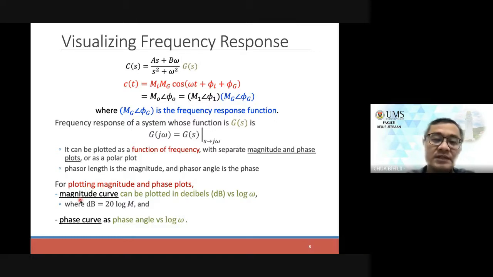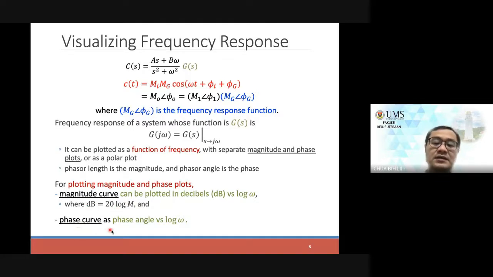Here we notice that the magnitude curve can be plotted in terms of decibels, dB, versus log omega. If we put omega in the linear form, it may require a very long table, or a very long plot. We also see that there is a relation between these two in terms of an exponential, so the equations consist of exponential terms. Therefore we can use the log so that we form a linear line later on. The definition of dB here is 20 log M, in terms of dB.